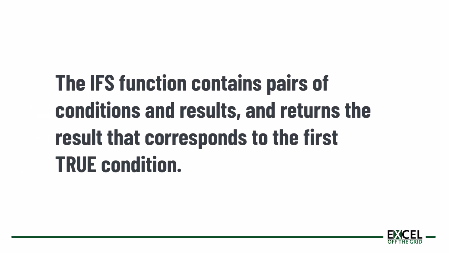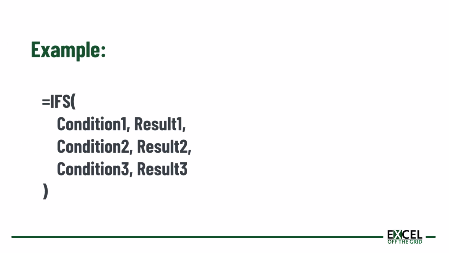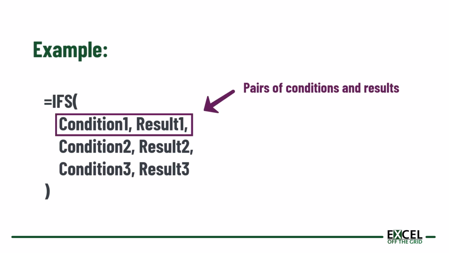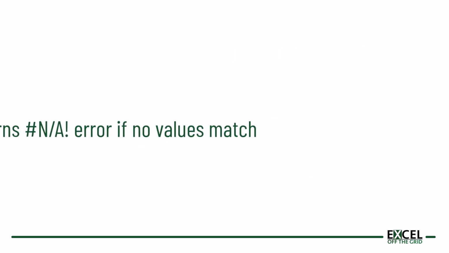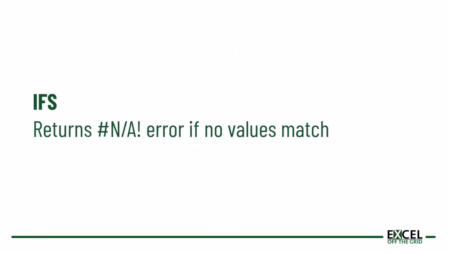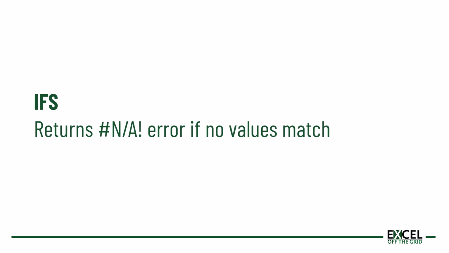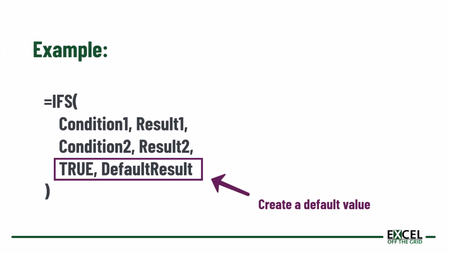So what does ifs do? Well, the ifs function contains pairs of conditions and results, and it returns the first result where the condition is true. And every condition must have a corresponding result. And if there's no value to match, the function returns an NA error. So instead, we can set the last condition as true and the last result as the default value that we want if no other matches occur. Right, now let's go and try ifs inside our example.